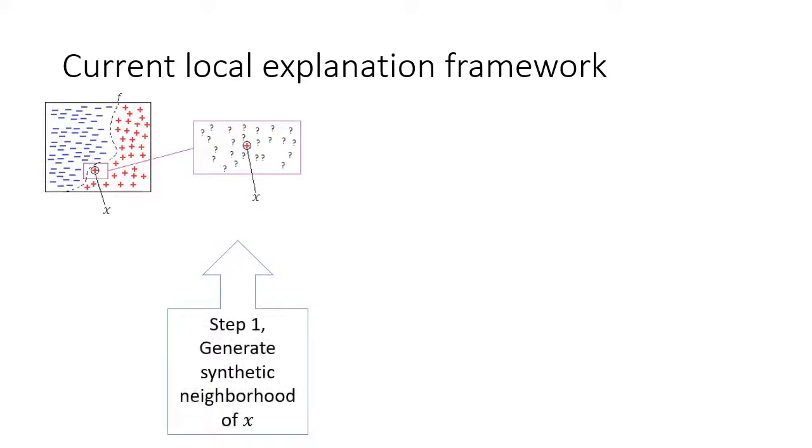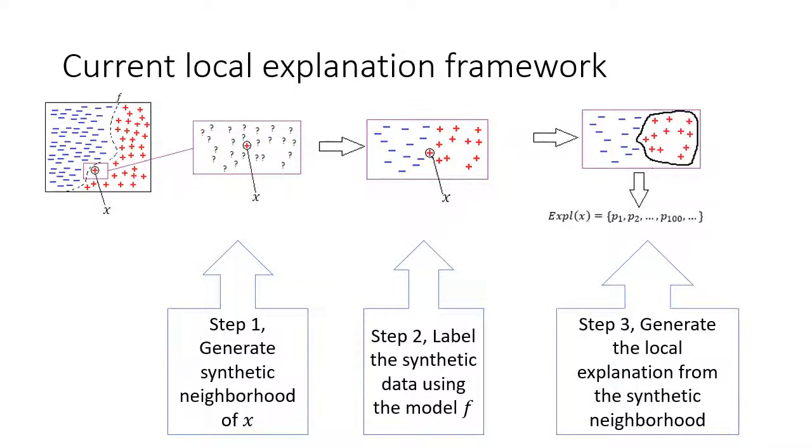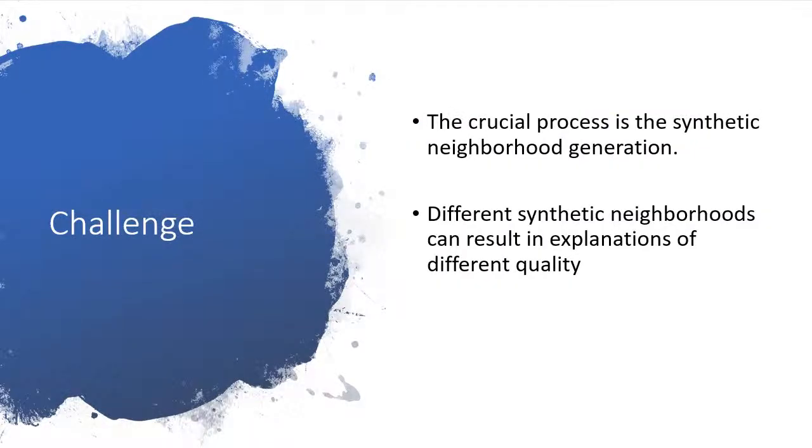The current framework for generating local explanations consists of three steps. The first step is to generate the synthetic neighborhoods of a given instance. The second step is to label the synthetic datasets using the model. And the third step is to generate the local explanations from the synthetic neighborhood. The crucial process is the synthetic neighborhood generation, and different synthetic neighborhoods can result in explanations of different quality.